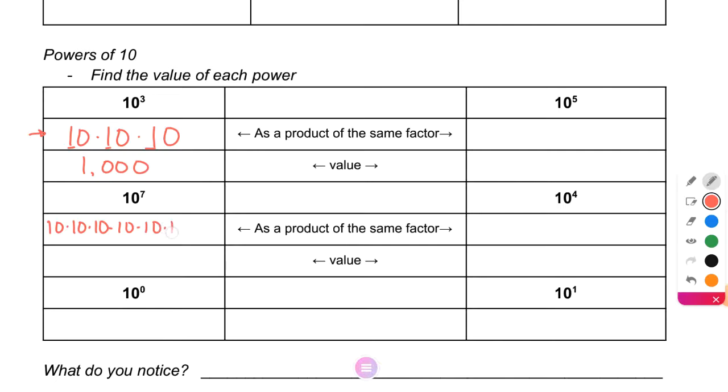But it is 1. Then how many zeros are in my problem, Jude? 7. So how many do I need in my answer? 7. 1, 2, 3, 4, 5, 6, 7. Backwards.